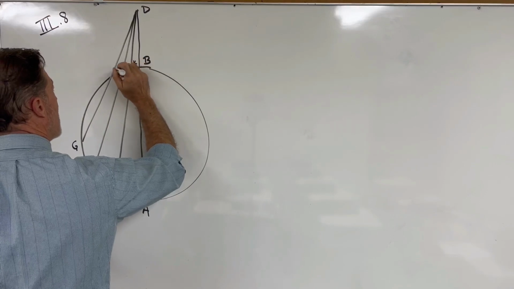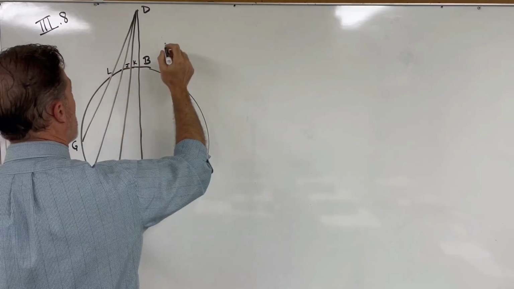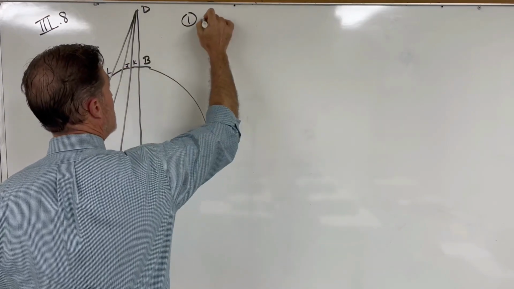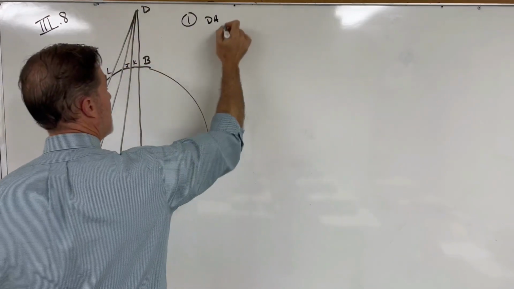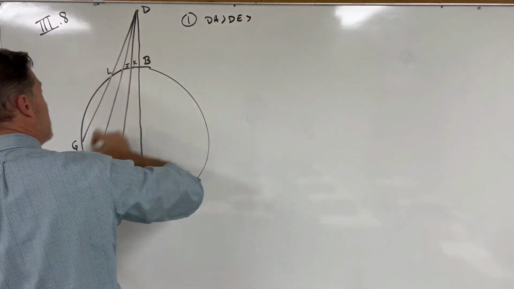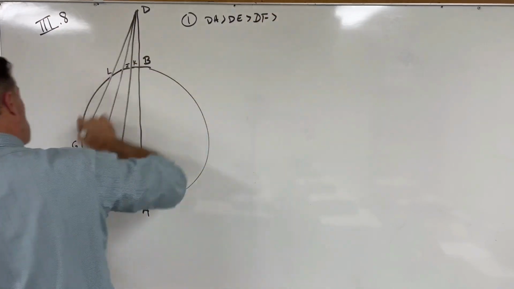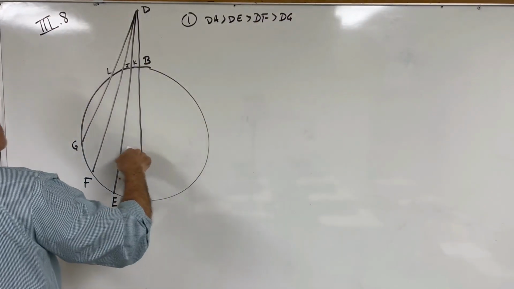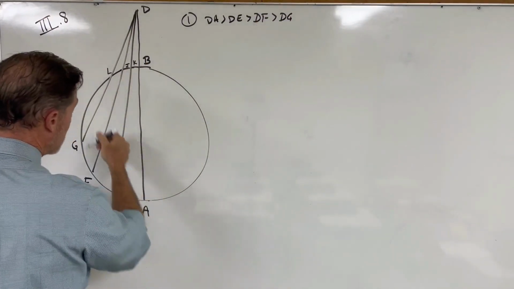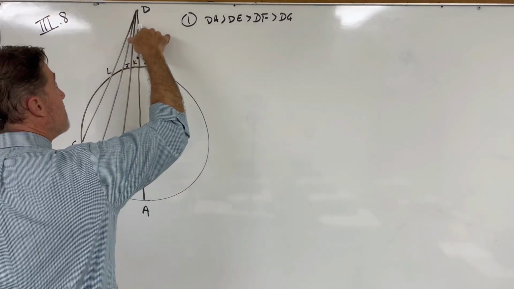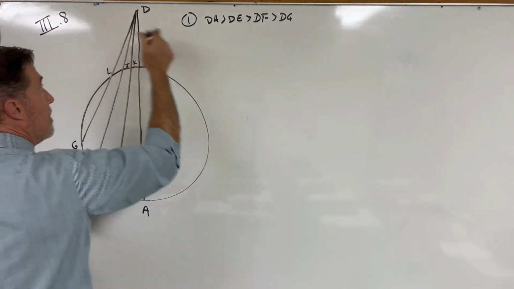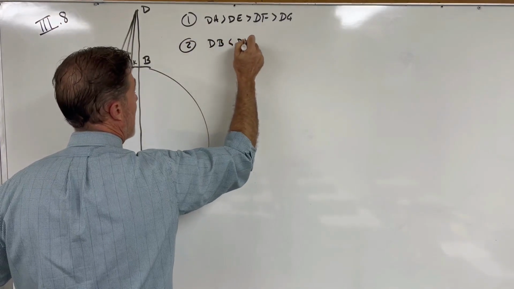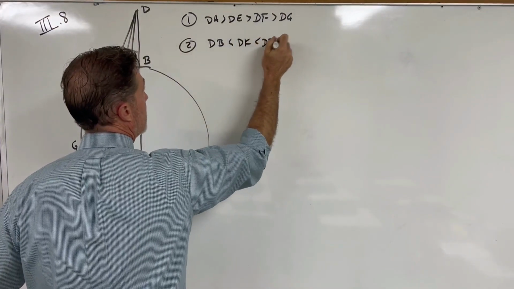K, J, and L. So here's what we're going to say, three different things we're going to prove. The first we're going to prove is that line DA is greater than DE, which is greater than DF, which is greater than DG. So the line through the center is the longest, and as we get more remote, the lines get shorter. But that's on the concave side, but on the convex side, the opposite. This will be the least, and then these will get longer. So the second thing we'll prove is that DB is less than DK, which is less than DJ, which is less than DL.